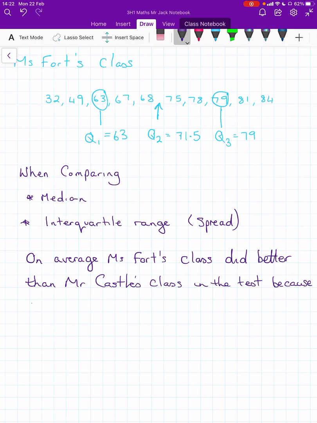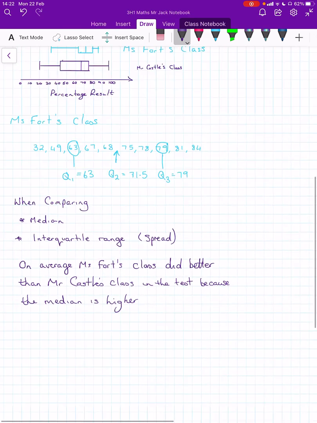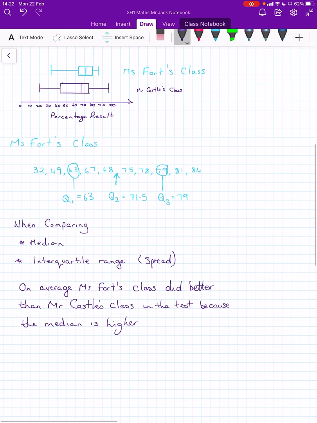Why? Because the median is higher. Okay, so we can say quite comfortably that on average, Miss Fort's class did better than Mr. Castle's class in the test because the median is higher. There are some really key words that we need to identify when we're doing these kinds of statements.